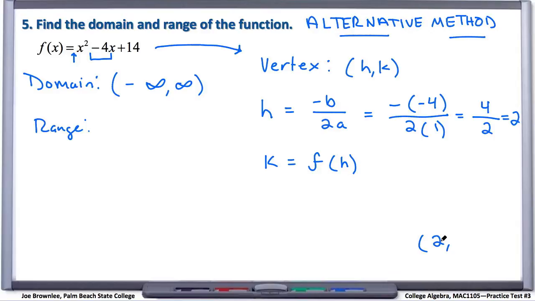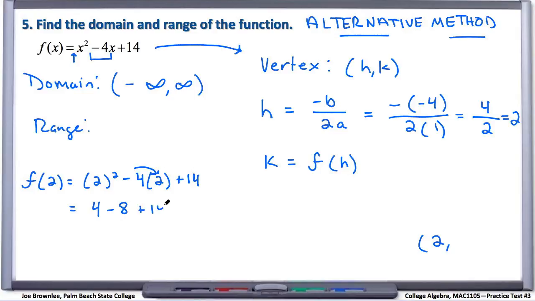And now to find the corresponding y value, we're going to take this value 2, plug it into the original equation, and find what the corresponding y is. So we'll have f of 2 equals 2 squared minus 4 times 2 plus 14. Again, 2 squared is 4. Negative 4 times 2 is minus 8 plus 14. Here we have 4 minus 8, which is negative 4. Negative 4 plus 14 is positive 10. And so there we have our vertex, 2 comma 10.